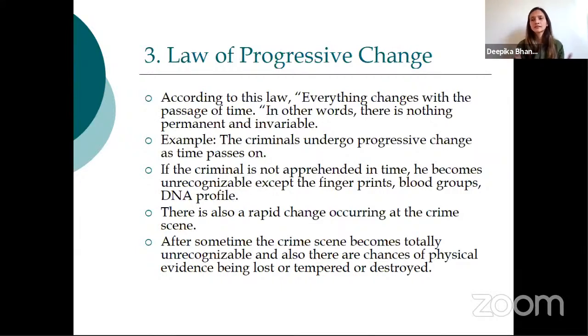It is, you know, the rule of Darwin's theory. Only change is the permanent thing, right? There is also a rapid change occurring at the scene of crime. After some time, the crime scene becomes totally unrecognizable. Very recently, I went to a scene of crime where there was nothing left. It was just a visit by me. So like they said, yahan se gira tha 4 mahine pehle.